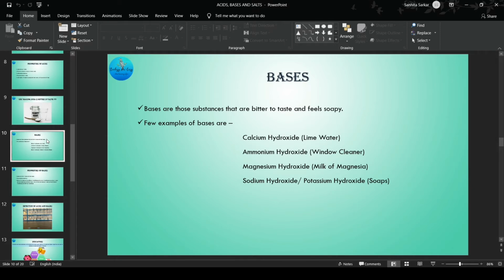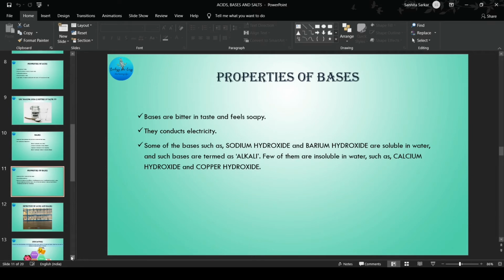A few examples of bases are calcium hydroxide, which is also known as lime water; ammonium hydroxide, which is present in window cleaners; magnesium hydroxide, which is also known as antacid or milk of magnesia; and sodium hydroxide or potassium hydroxide, which is present in soaps. Now let's see a few properties of bases.